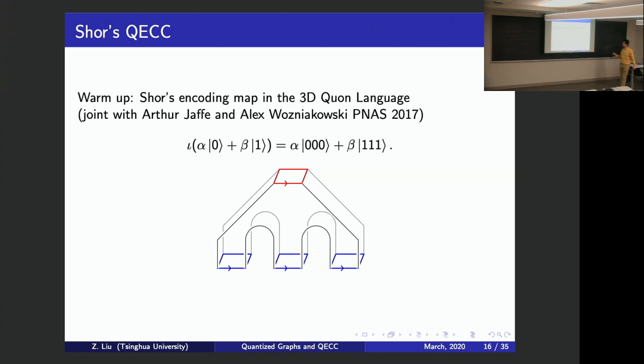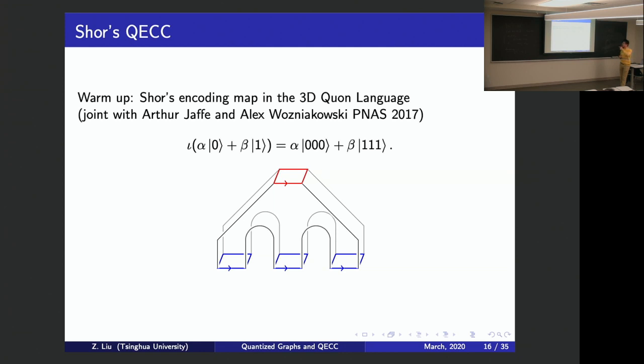And then in this language, it's a TQFT. For each boundary circle with 4 boundary points, it corresponds to a 2-dimensional Hilbert space. So that's for 1 qubit, and this will be a map from 1 qubit to 3 qubits. And again, if we run this mathematical theory, this map algebraically is the same as Shor's code. So this is just a pictorial representation of this code.